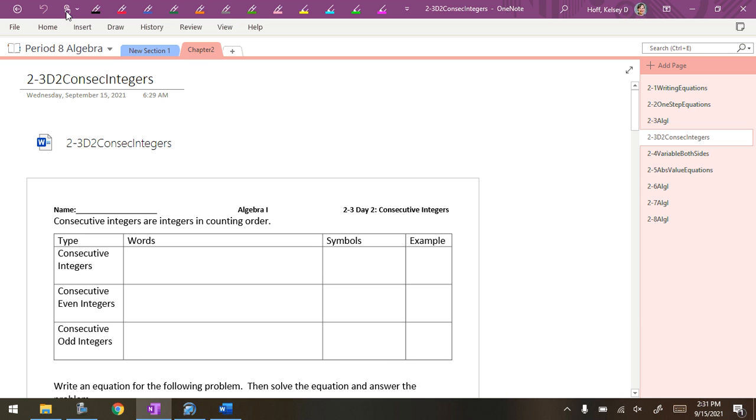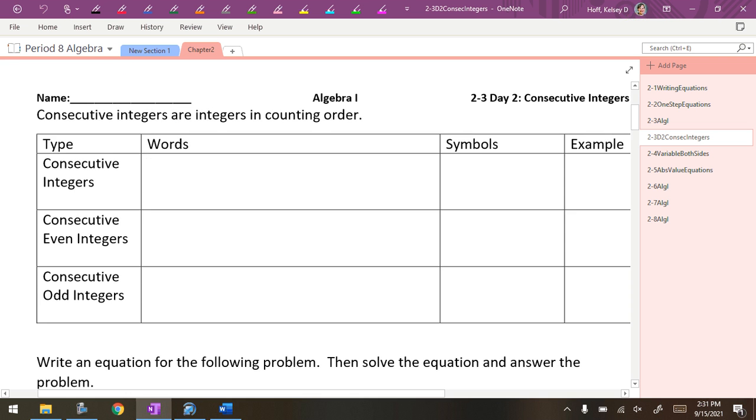Consecutive integers. Consecutive integers are numbers in counting order. 5, 6, 7. 72, 73, 74. Consecutive means right in a row. Okay? So the thing about this is we have 3 types of consecutive integers.